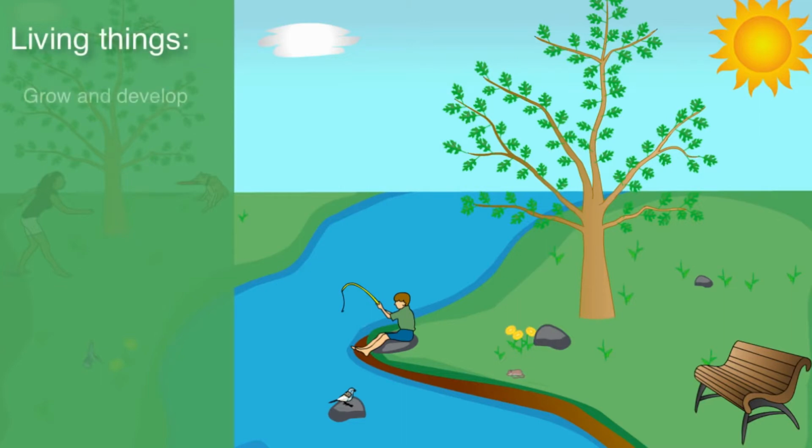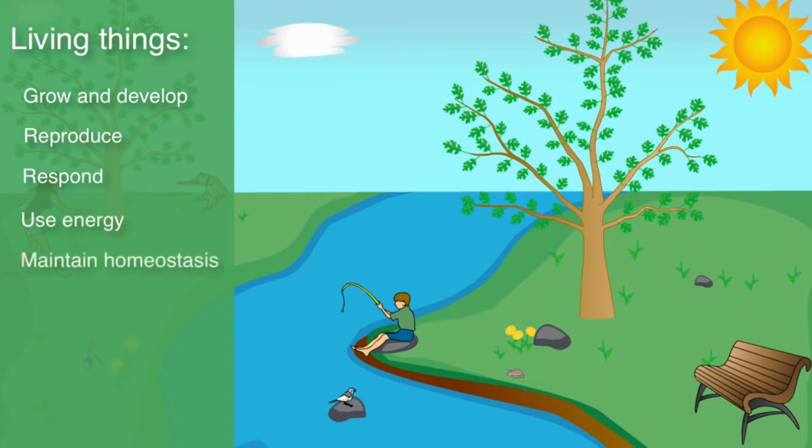They grow and develop, they are able to reproduce, they respond to their environment, they use energy, they maintain homeostasis, they have cellular organization, and they are able to adapt, evolve, and pass on their genetic information in the form of DNA. So let's look at these characteristics in terms of the things you encounter on your walk.